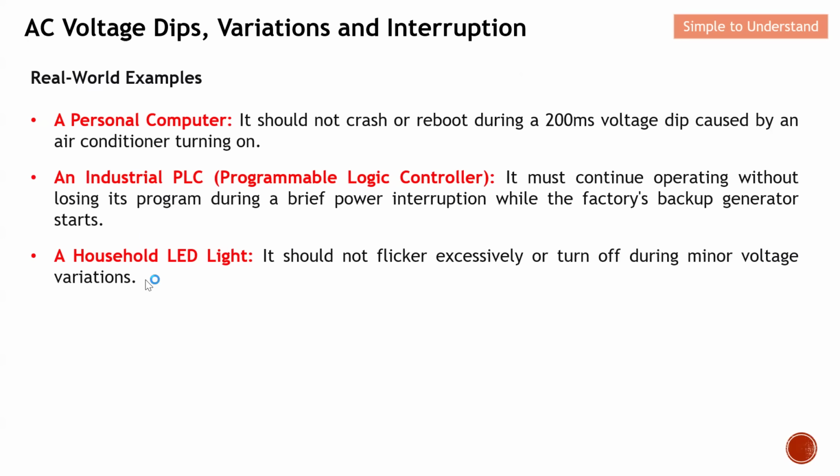Last but not least, household LED lights. They should not flicker excessively or turn off during a minor voltage variation. Under voltage variation, we need to ensure that the light won't flicker. Some lights do flicker on and off, though our naked eye may not be able to see it. But you need to ensure they do not flicker so excessively that you can see the difference, or even turn off during this voltage variation.